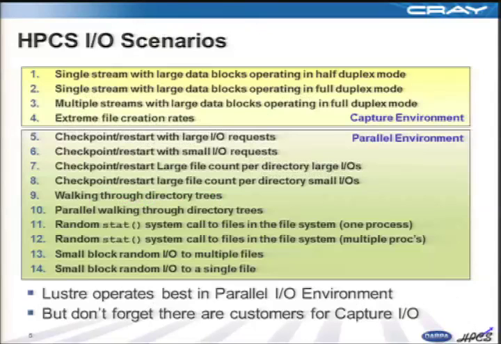Now when you look at the actual scenarios, there are 14 of them. The first 4 are dedicated to the capture environment. They're looking at how you do streaming I/O. The remaining 10 are focused on typical parallel I/O solutions. And so with Lustre, clearly I want to focus everybody's attention, when they look at this document, on the fact that the first 4 are important. There are customers of Lustre, customers of file systems, that do have capture I/O requirements. My message to Cray's partners over the years has been we understand Lustre does better for the parallel environments, but we can't ignore the fact that there are people out there that are looking for capture. But for today, I'm just going to focus on the parallel, okay?